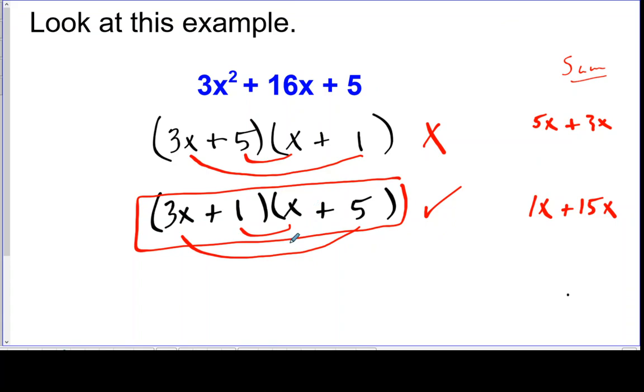And if I were to multiply this all out to check it, you could do 3x times x is 3x squared, 3x times 5 is 15x, and then distribute the 1. 1 times x is 1x, and then the 1 times 5 is 5. Combine your like terms, and you get 3x squared plus 16x plus 5. So you know then that this is the correct answer. Alright?